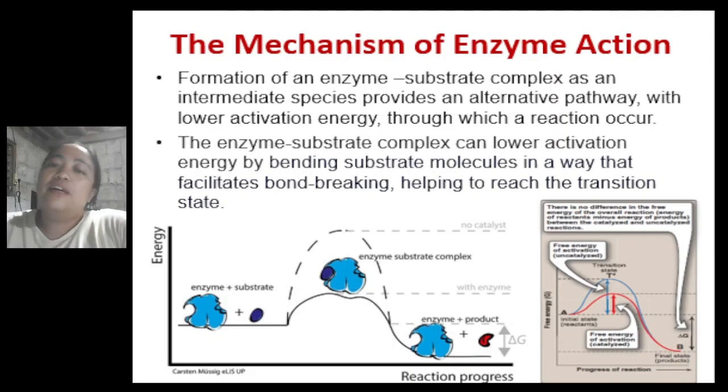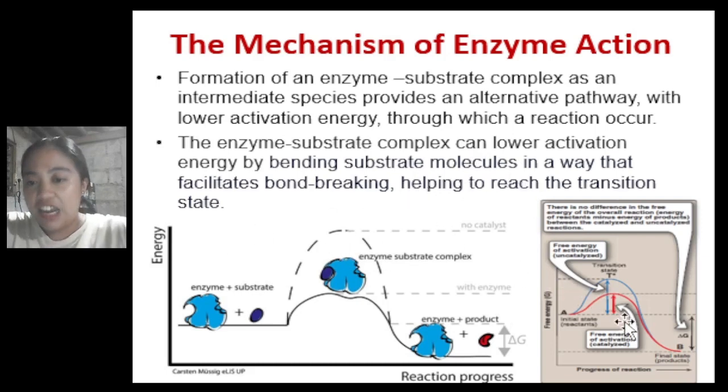Now, let's go to the mechanism of enzyme action. So, there are characteristic features of enzymes, and first is the catalytic power. In the catalytic power, the activation energy and the mechanism of action. For the mechanism of enzyme action, again, formation of an enzyme substrate complex as an intermediate species provides an alternative pathway with lower activation energy through which a reaction occurs. So the enzyme substrate complex can lower the activation energy by bending substrate molecules in a way that facilitates bond breaking, helping to reach the transition state.